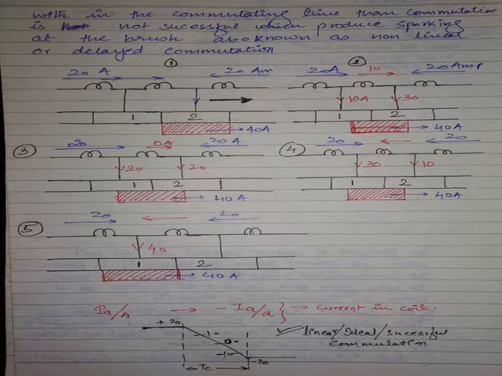In this diagram, you find that in all these five diagrams, when the brush comes from segment 2 to 1, within that time the current in the coil is changing from 20, 10, 0, minus 10, and minus 20. This is theoretically. Practically, this coil possesses some inductance.